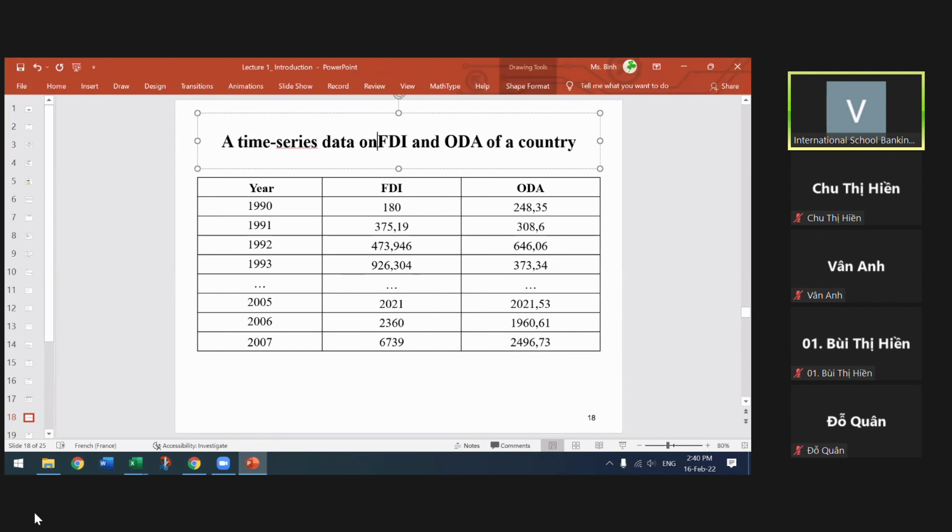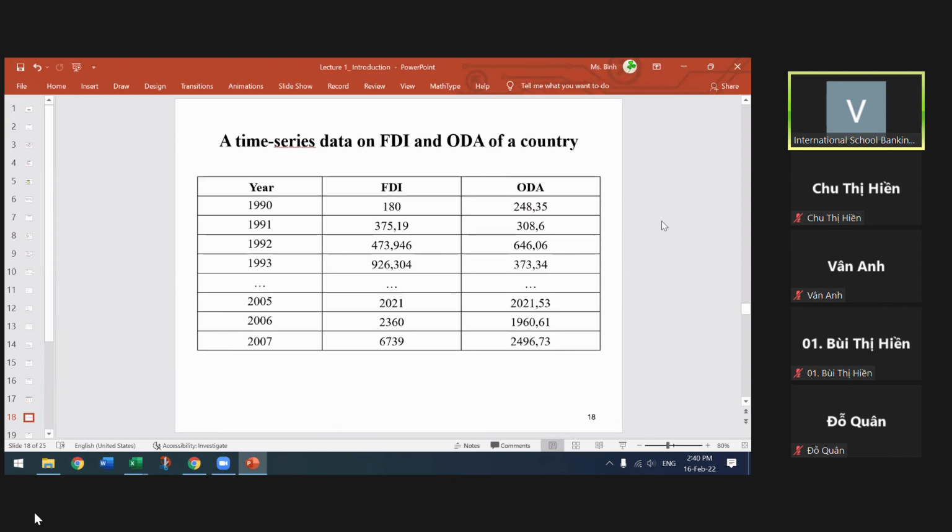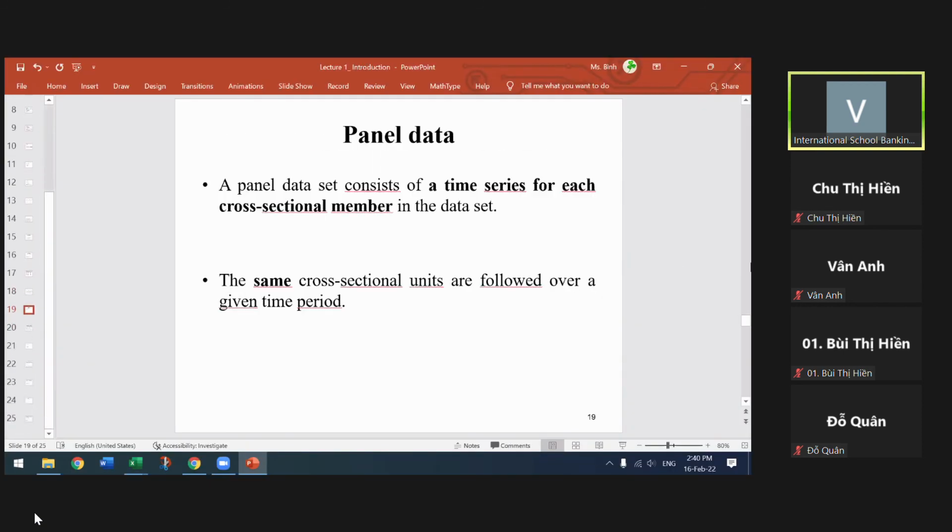Data on FDI and ODA of countries, from the year 1990 to the year 2007. So this is time series data. And panel data is like a mix of time series and cross-sectional data.